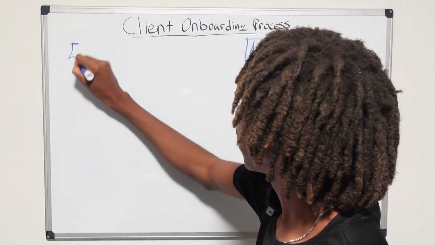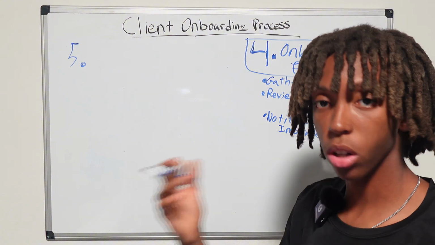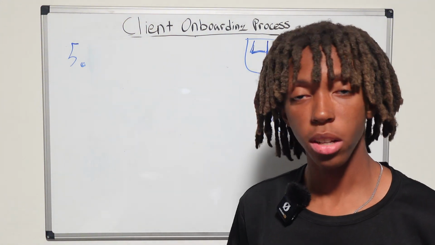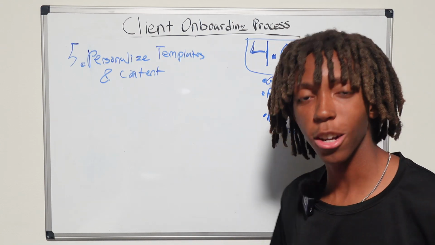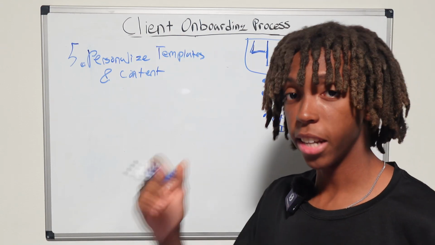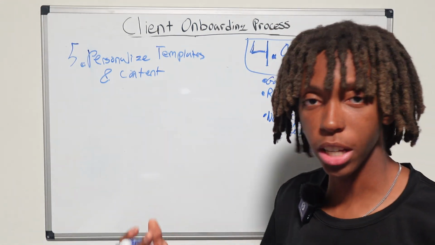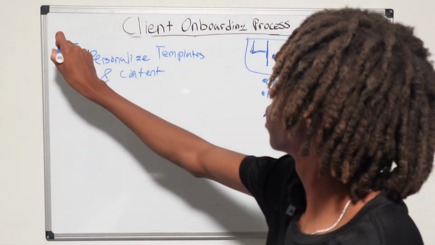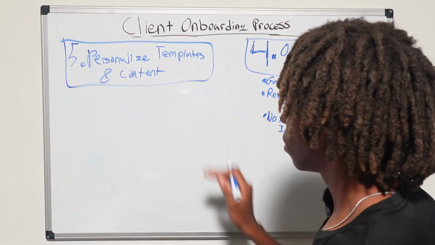So number 5, now that we have all the specific details about them and their business that we didn't get over the call, we're going to personalize everything for them. This is where it starts to get a little bit fun, because now we know how we can help them in a tailored, more personalized way instead of just a general way based off their niche. So let me box this in really quickly. So 5, personalized templates and content.